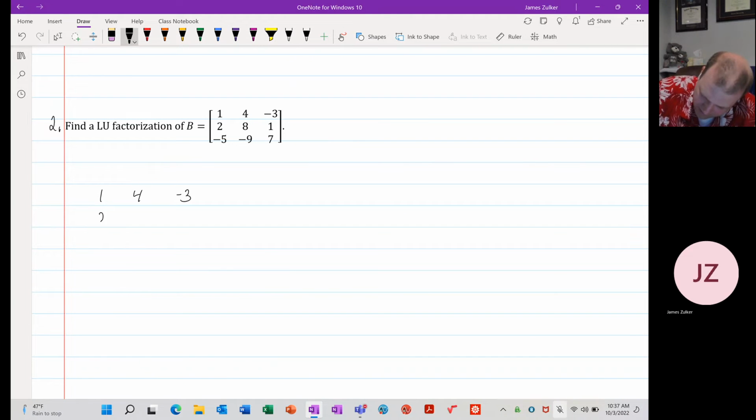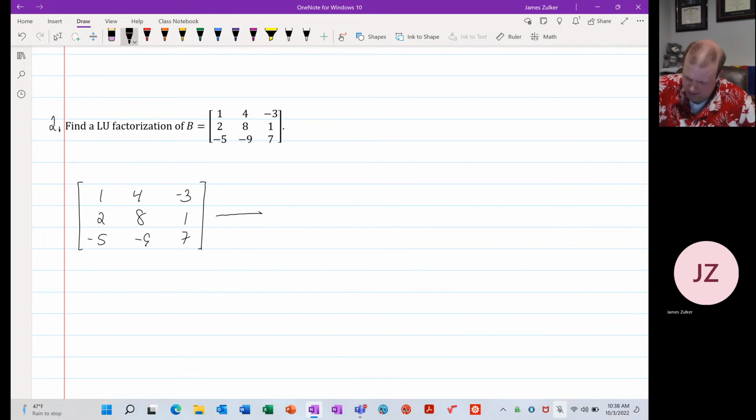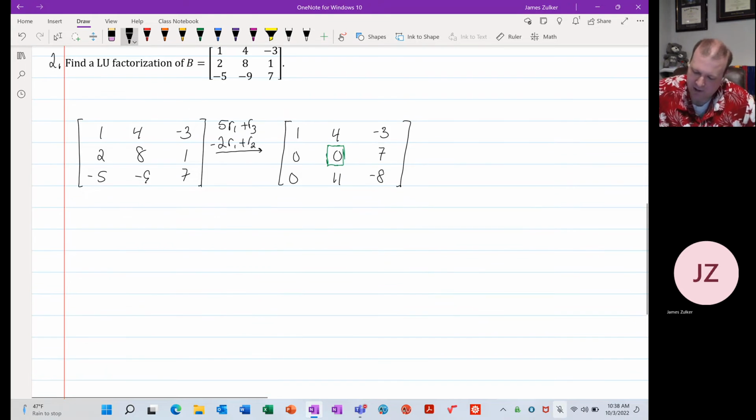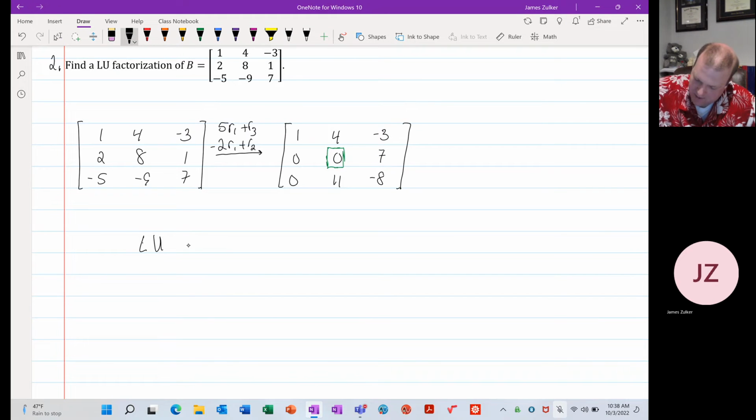Again, start with our matrix, and we want to try and write it as an upper triangular. We would have -2 row 1 plus row 2, and then we would have 5 row 1 plus row 3. And that would leave us with this. Since we are not allowed to switch rows, we have this 0 here. It is not possible to write this as an upper triangular. So an LU decomposition is not possible.